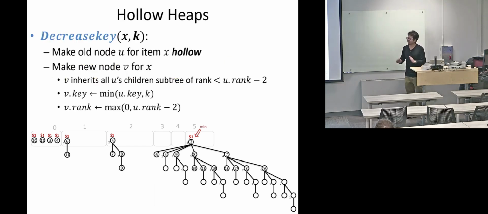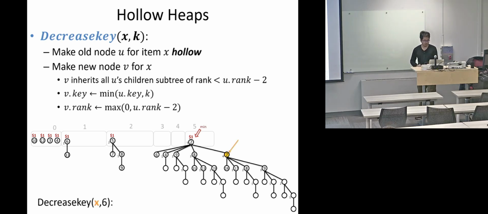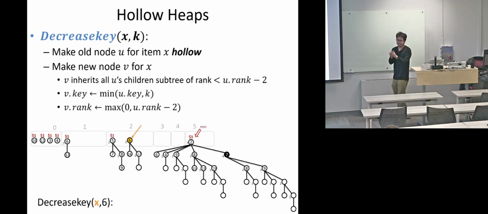The interesting part is decrease key. So decrease key, when I point to this guy, and I make it hollow and move the tree here. The real cost so far is constant. Where do I need to put my money? Where's the advance payment I need to do?